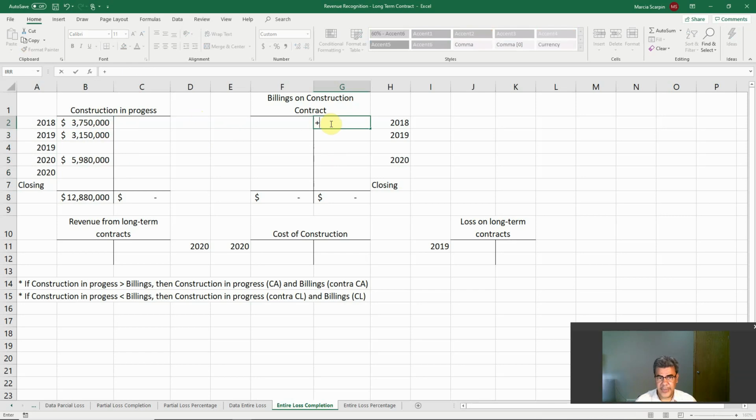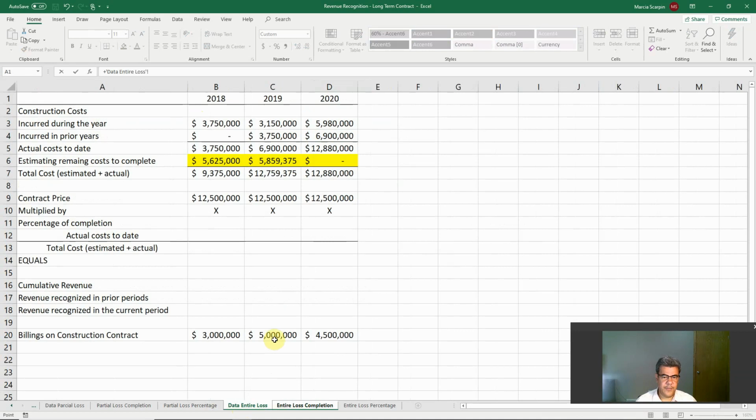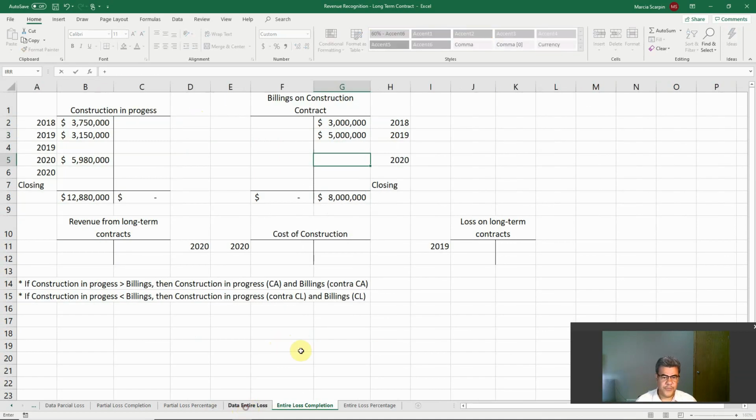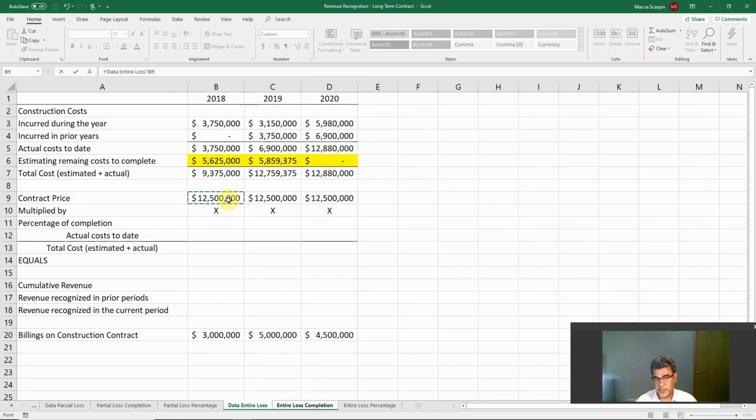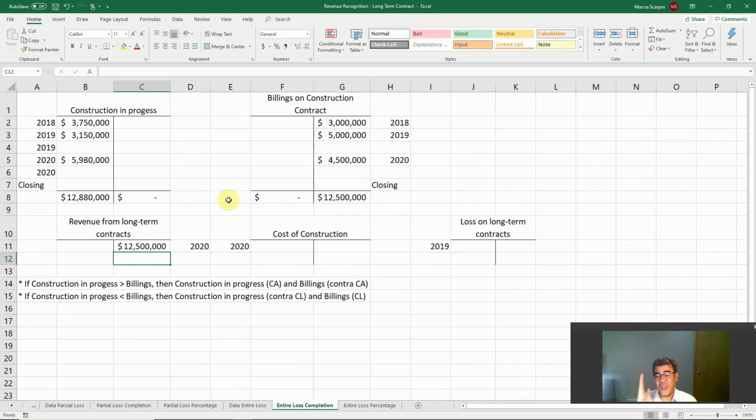And the billings, that is our cash flow. 3 million, $5 million, and $4.5 million. And here the debit is cash or anything receivable. So here we have these numbers, no revenue, no expense yet. So let's do it. The revenue from long-term contract. The revenue is our price. The price is our contract price. So here we are recording it only at the end of our contract. So 12.5. However, here we have a problem.